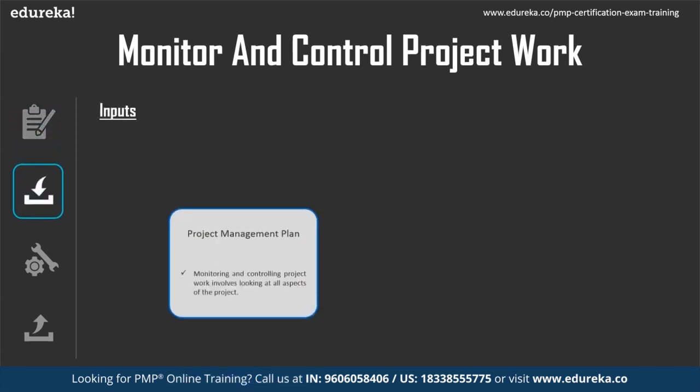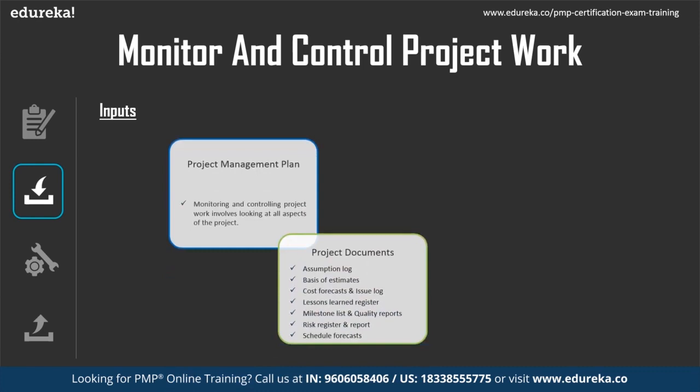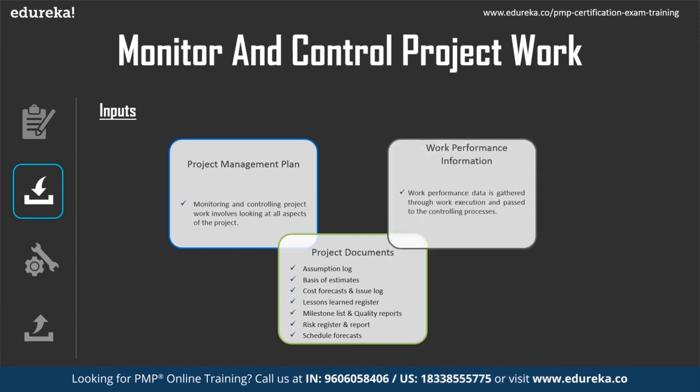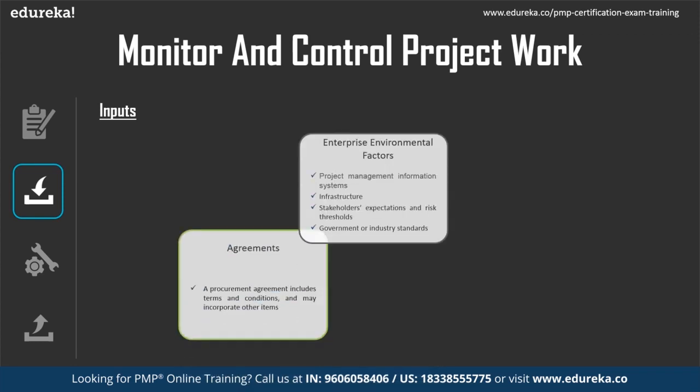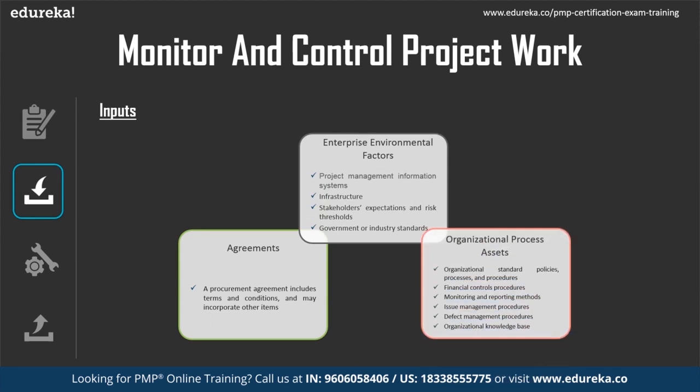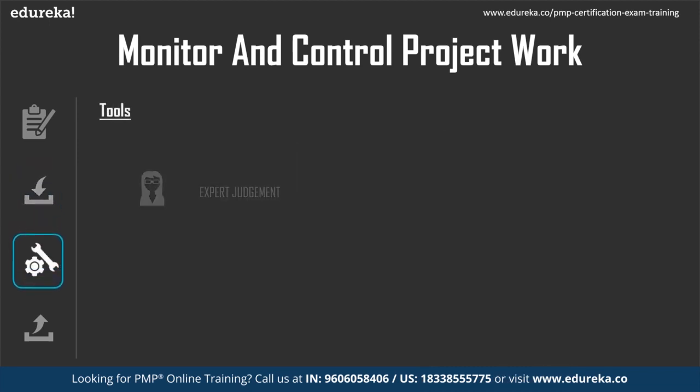Inputs to this process would be the project management plan, and project documents like the assumptions log, basis of estimates, cost forecast, issue log, lessons learned register, milestone list, quality reports, risk register and report, schedule forecast, and work performance information. Work performance data was an input earlier, whereas here we are seeing work performance information, which is basically processed data in the specific context of the monitoring and controlling project work activity. Other inputs may be agreements, enterprise environmental factors, and organizational process assets. Tools used in monitoring and control project work are expert judgment, decision making, data analysis, and meetings.